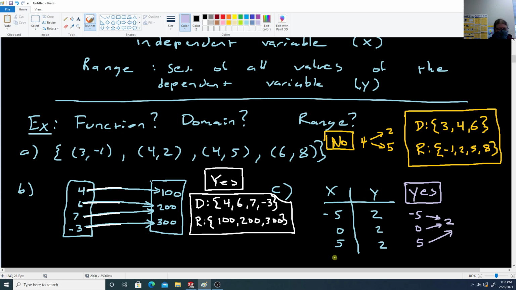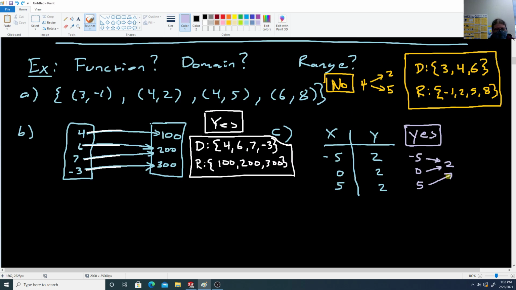If I tried to come down here and say -5 is sent to 7, then that would cause it to fail to be a function, because then there would be a second arrow coming off of -5. But as is, this is fine. It's a function. The domain is going to be the collection of the x's, which is -5, 0, and 5. And the range is the collection of y's, which all the y's are 2. So the range is just 2.